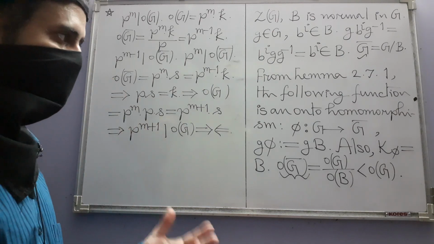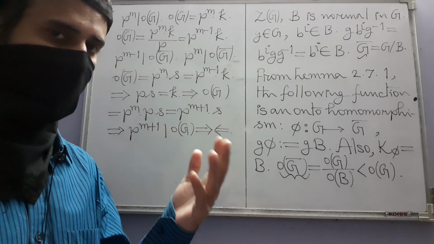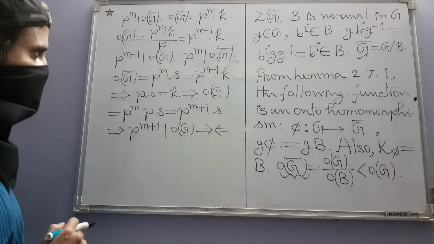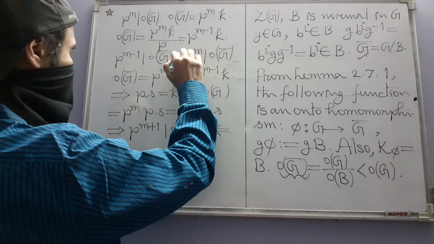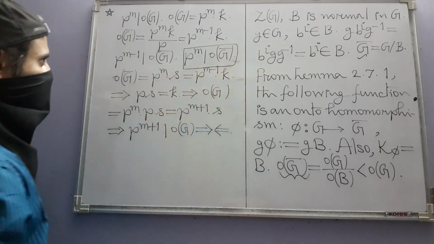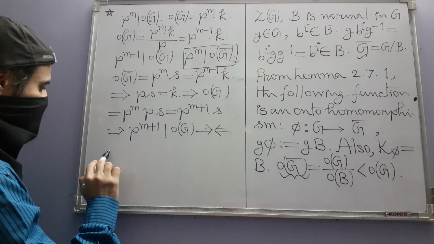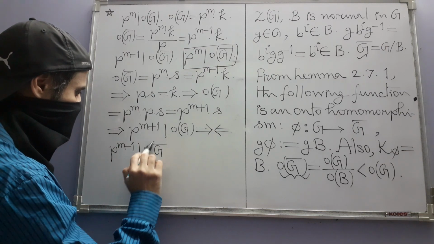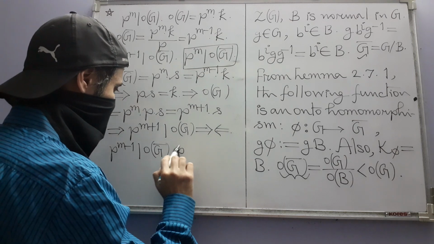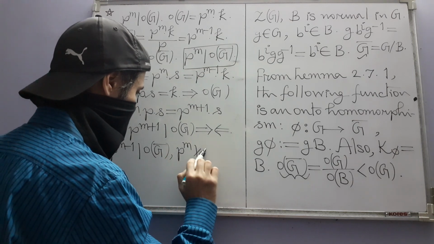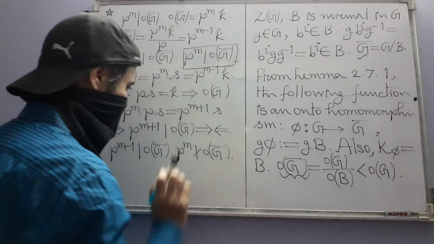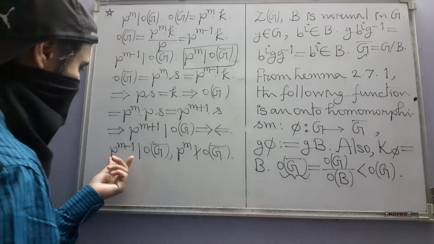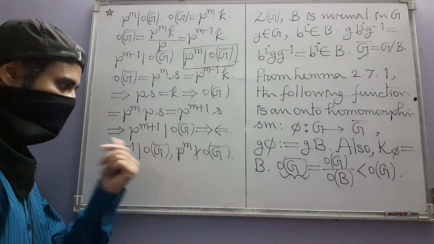M is the largest index for which the power p to the power m divides the order of g. So this cannot happen. That means ultimately what are we getting? This divides the order of g bar, but this does not divide the order of g bar. So not only is the order of g bar less than that of g, but this is the largest power of p dividing the order of g bar.